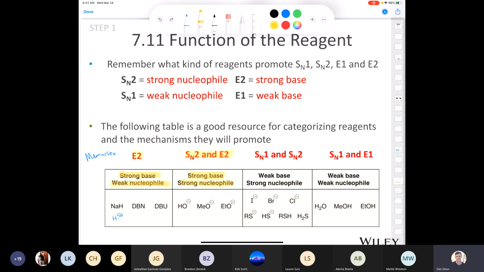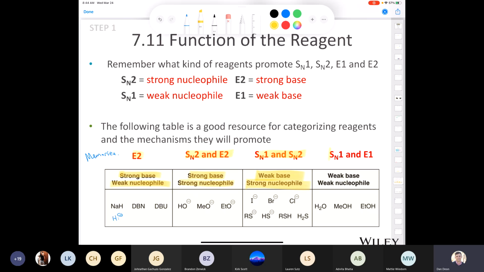Now, if we move over to weak bases that are strong nucleophiles, how do you know that they're strong nucleophiles? Well, most of them have a negative charge, and the ones that don't have sulfur as the nucleophilic atom, and sulfur is much more polarizable than oxygen. And I explained polarizability earlier on in this chapter. These are weak bases because they are the conjugate bases of stronger acids, and they're also good nucleophiles. So those are going to favor SN1 and SN2 reactions.